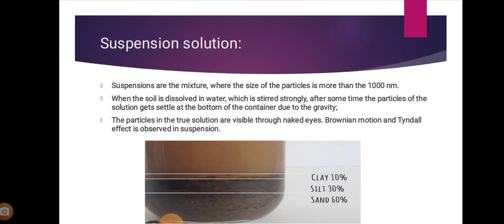The last one is the suspension solution. What is a suspension solution? Suspensions are mixtures where the size of the particles is more than 1000 nanometers, for example when soil is mixed in water which is stirred strongly. After some time the particles of the solution settle at the bottom of the container due to gravity. The particles in a suspension are visible to the naked eye. The Brownian motion and the Tyndall effect are observed in a suspension.